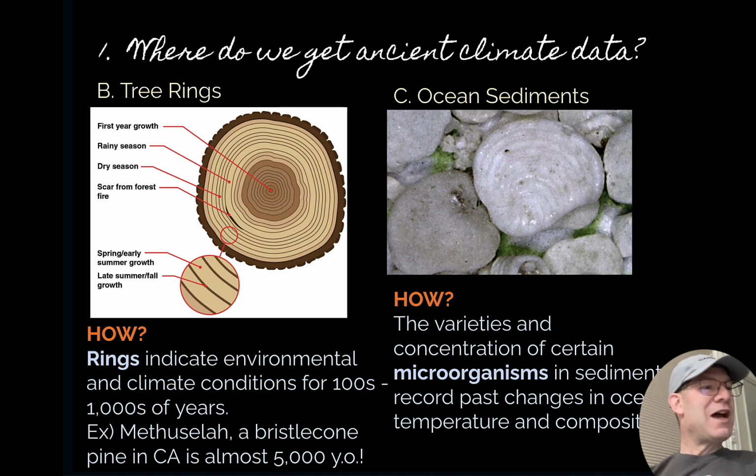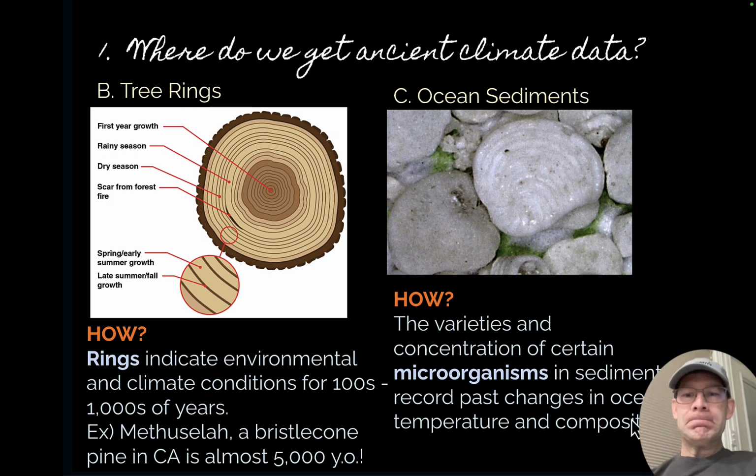All right, ocean sediments. For these, varieties and concentrations of certain microorganisms in sediments record past changes in ocean temperature and composition. Microorganisms live at different temperatures. So if we find them in an area now, we know what temperature they live in. And then if we find them in a different area in these fossils, we know that when this layer was made, that area was that temperature.